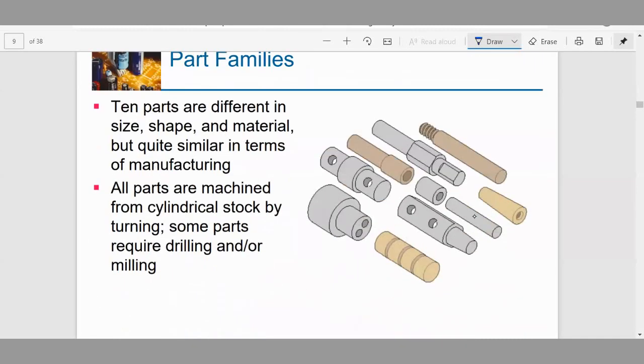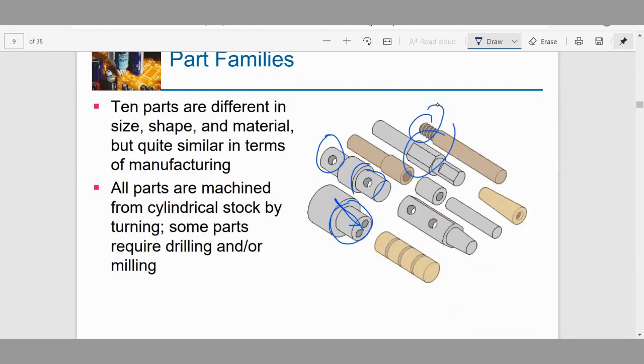Part families: 10 parts are different in size, shape, and material, but quite similar in terms of manufacturing. So these are different in size and shape, but still they can be accommodated in the same part family. And these can be easily evaluated by the manufacturing engineer, the industrial engineer. He can easily understand because he is doing the same task in the field, and he knows what the different operations are, such as chamfering, cutting, threading, and taper turning. He knows everything, and he can easily make part families.